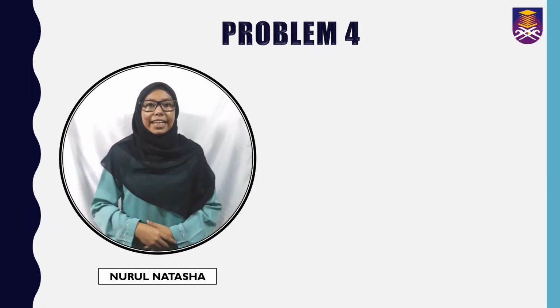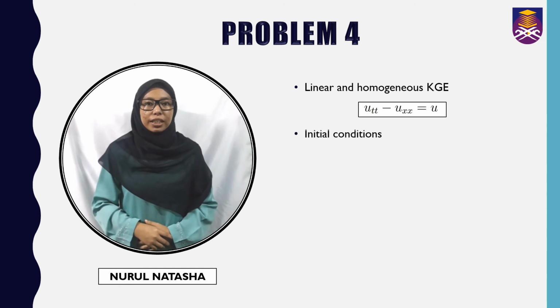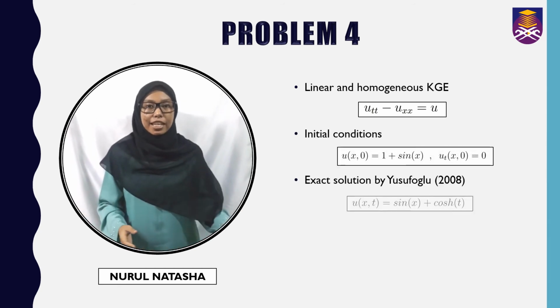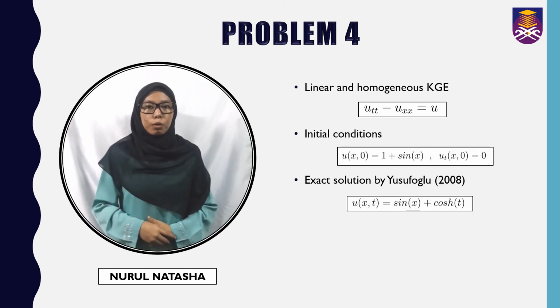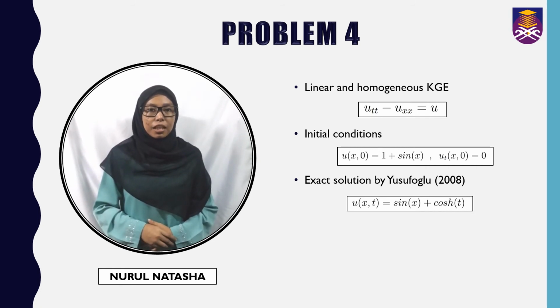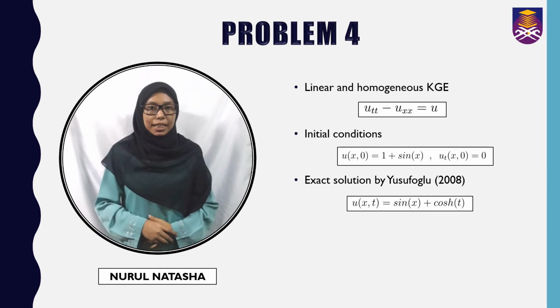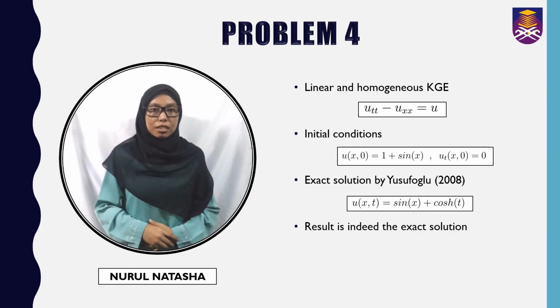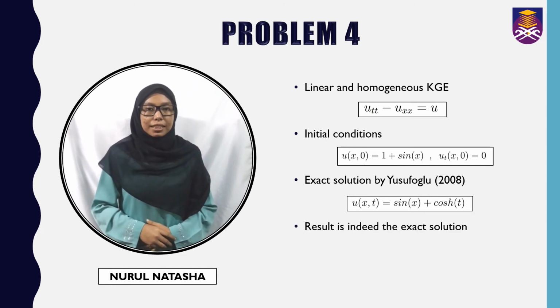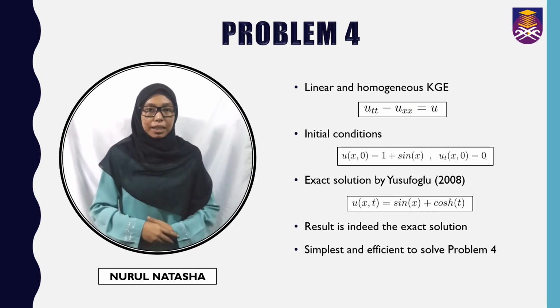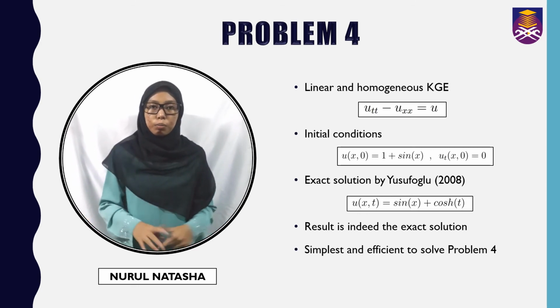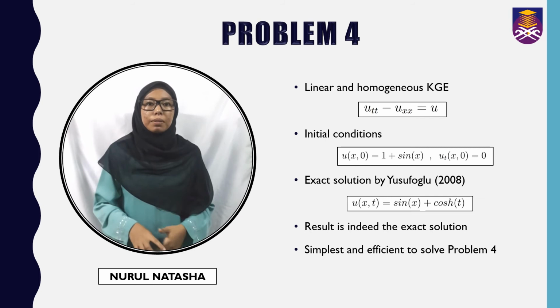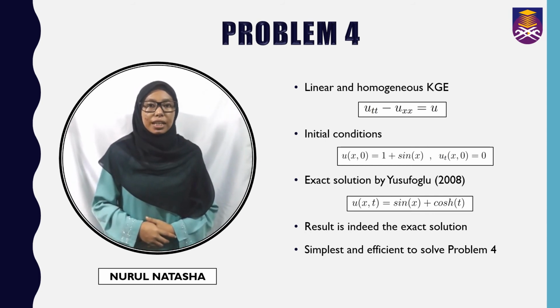Problem 4 is a linear and homogeneous Klein-Gordon equation with initial condition and exact solution. This equation was proposed by Yusufoglu in 2008. By DGJM, the iterations were obtained and it is indeed the exact solution for this problem. DGJM is the simplest and most efficient method to solve problem 4 compared to problem 1, problem 2 and problem 3 because it achieves the exact solution.